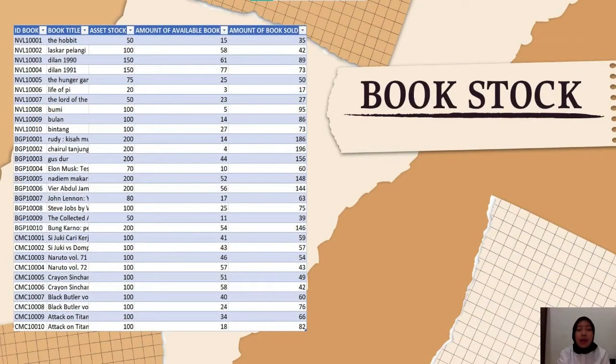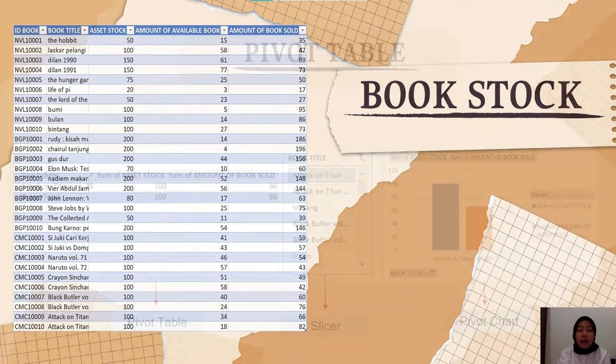And then we have our table book stock here, and the list of stock book table has 5 columns, namely ID book, book title, asset stock, amount of our available book, and amount of our book sold. We use VLOOKUP in the book title column to make it efficient and easier to add the book title.